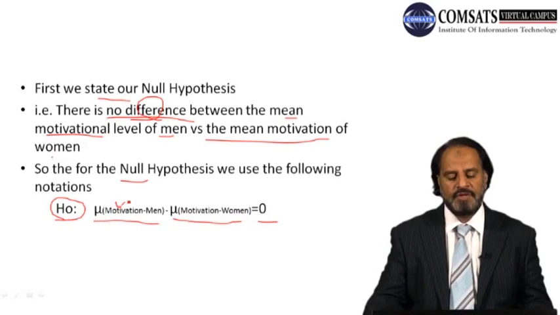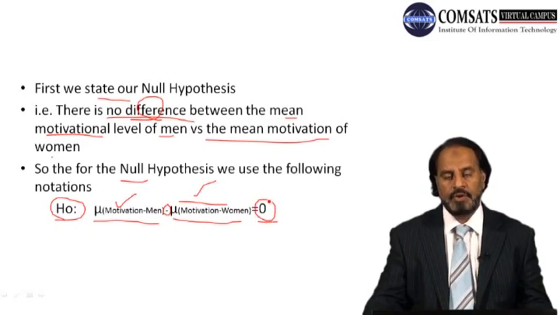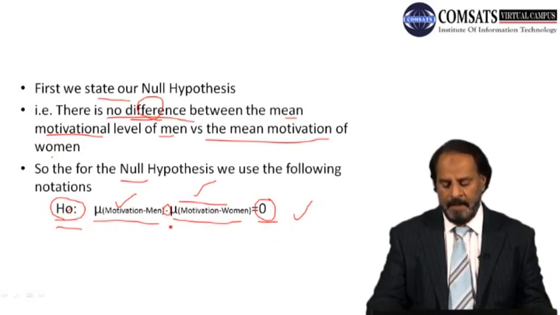We're saying the mean motivation level of men, when we calculate that, minus the mean motivation level of women, the result will come to 0. That's what our null hypothesis statement is. We're saying the difference between the two groups is 0, or there is no difference between the two groups. This is how you state your null hypothesis. Again, we use H naught as an indication that this is a null hypothesis statement notation.